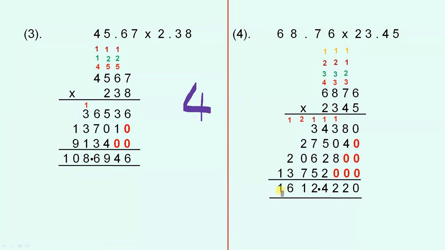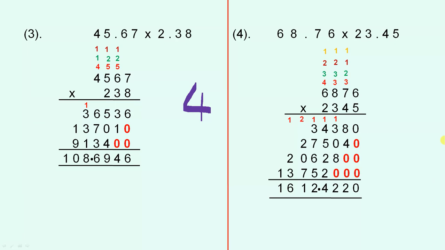Now, when you do the addition, you get all these digits. Let's check how many digits there are after the decimal point in the initial sum. 1, 2, 3, 4. In the answer, 1, 2, 3, 4. And that's why the decimal point goes there.